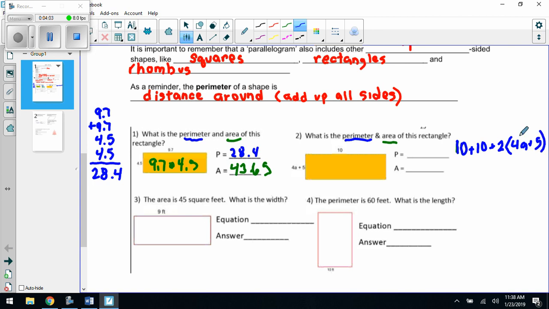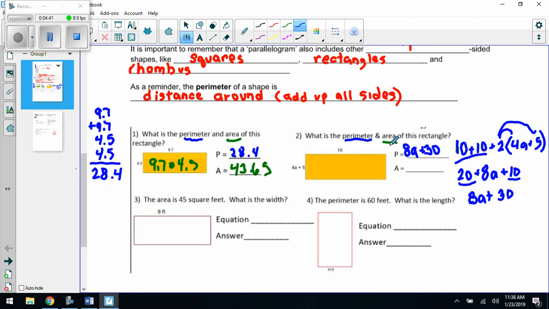Now we have to distribute and combine like terms. So I'm going to go ahead and combine these guys first. I have 10 plus 10 is 20. And I'm going to distribute the 2 to everything within the parentheses by multiplying. So 2 times 4a becomes 8a. And 2 times 5 becomes 10. We're going to combine like terms. 20 plus 10 is 30. And I have 8 A's. So our perimeter is 8a plus 30.